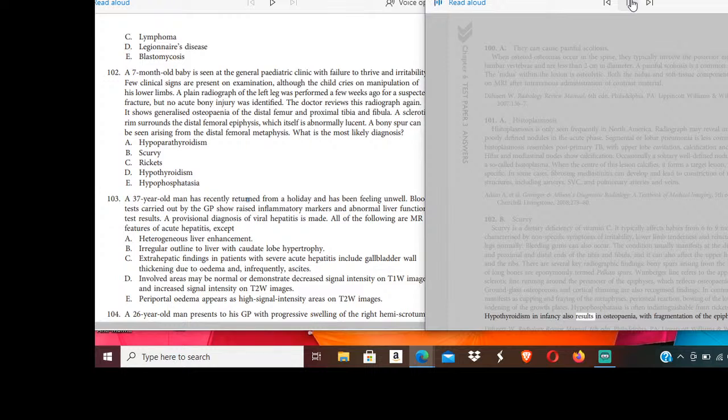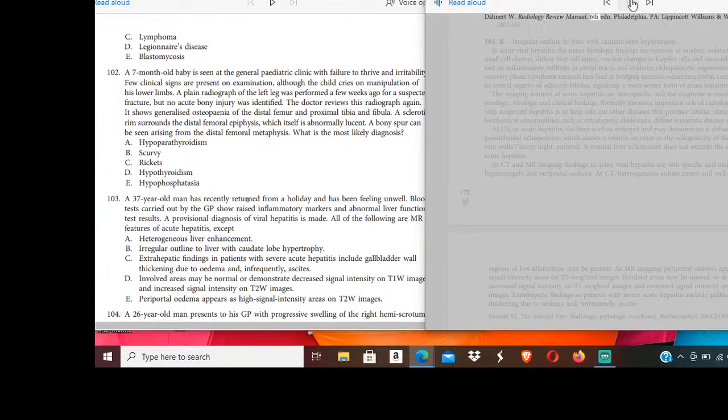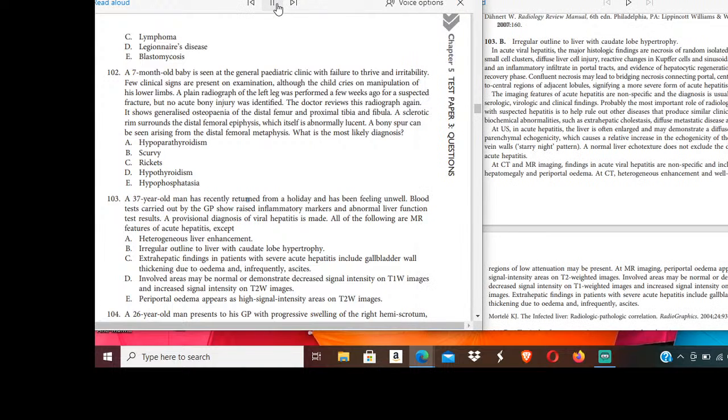Hypothyroidism in infancy also results in osteopenia, with fragmentation of the epiphyses. Dähnert W., Radiology Review Manual, 6th ed. Philadelphia, Pa, Lippincott Williams and Wilkins, 2007:160.